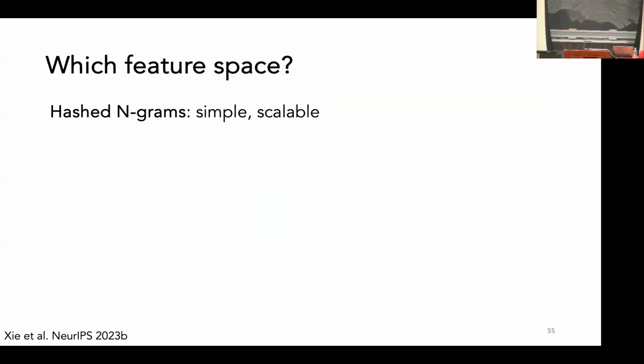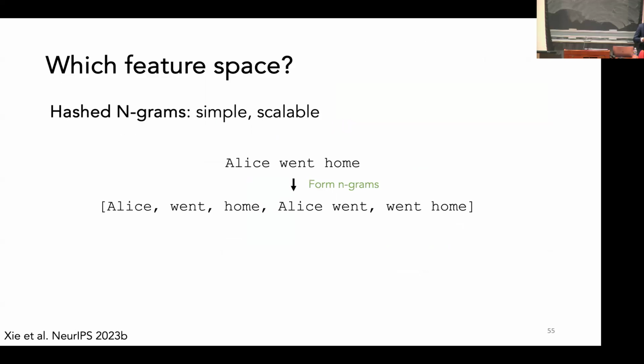So in our work, we chose a feature space that we called hashed n-grams, for simplicity and scalability. So to illustrate what it does, let's say we have this input sequence, Alice went home. We first form a list of n-grams, the unigrams and the bigrams, and then we hash each of these n-grams into a fixed number of buckets. So now we have a sequence of hash tokens.